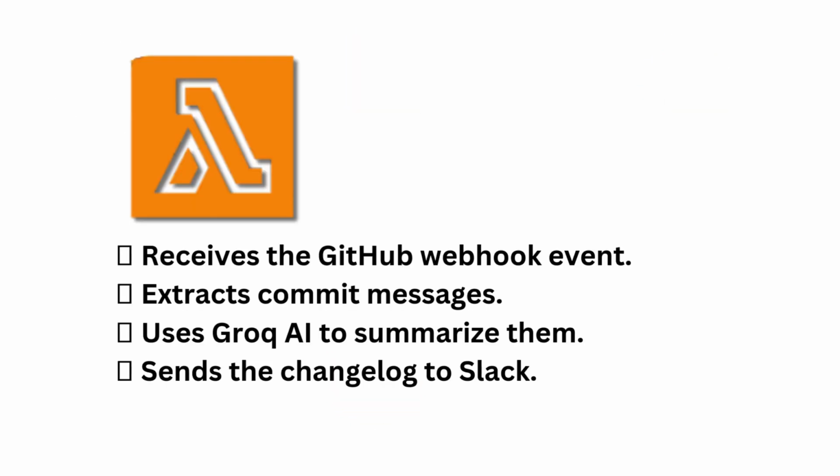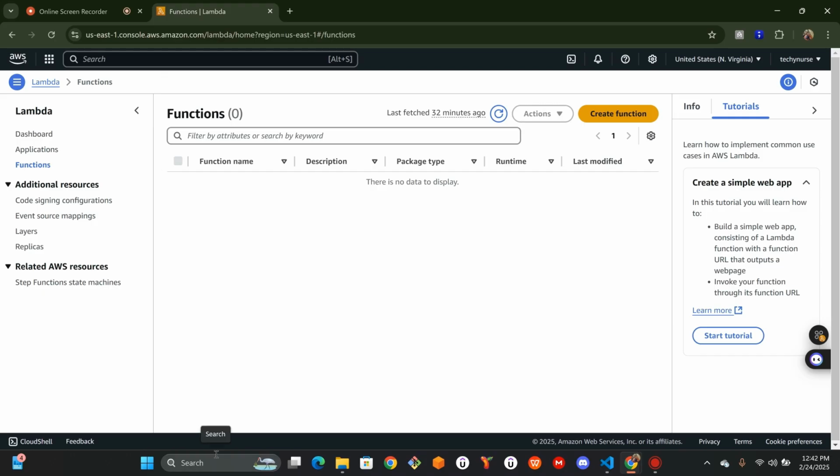So we're now going to write a Lambda function that receives the GitHub webhook events, extracts commit messages, uses Groq AI to summarize them, and sends the changelog to Slack. To send our changelog to Slack, we need a webhook. So we're going to go to Slack to create a webhook that we will integrate into our Lambda function. Now let's go to Slack.